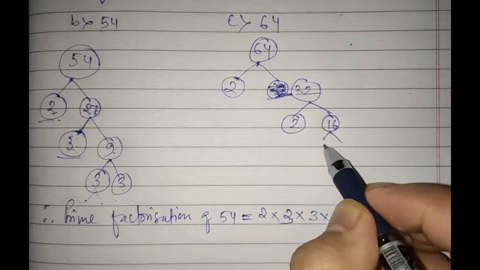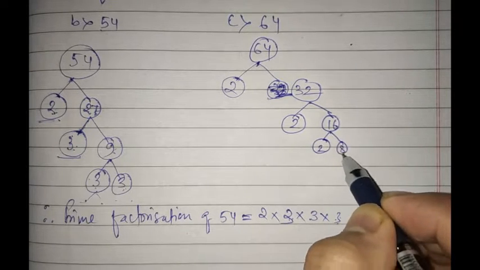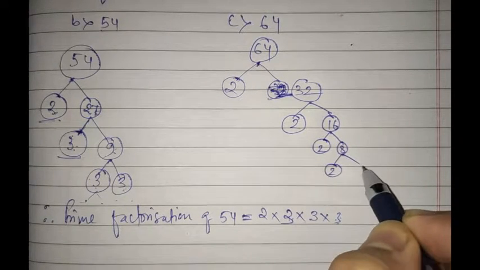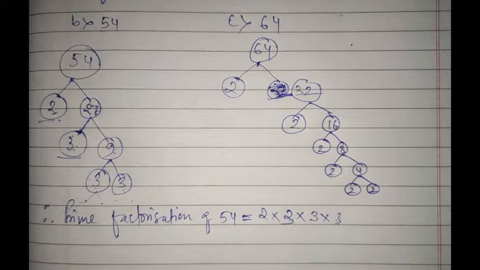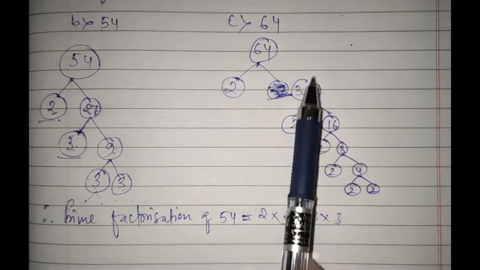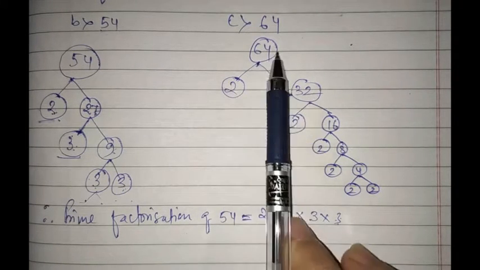Again, this 16 can be broken into two parts, that is 2 into 8. This 8 can be broken down into 2 4s, and this 4 can be broken down into 2 2s. Just see how beautiful this tree is, right? So 2 into 32 is 64, 2 2s 4, 2 3s 6.